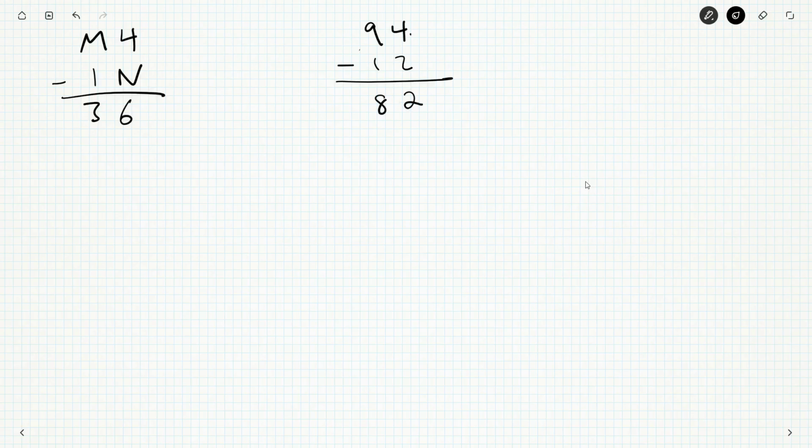But if we had some situation like 5 here, we'd say, can I do 4 minus 5? No, 4 isn't big enough to take away from 5, so we have to borrow 1 from the 9. That leaves us with 8. We sort of split the 9 up into the 1 plus 8. This 1 goes over here with the 4. We get 14 minus 5, and we can do that. That's 9. 8 minus 1, 7. So 79.